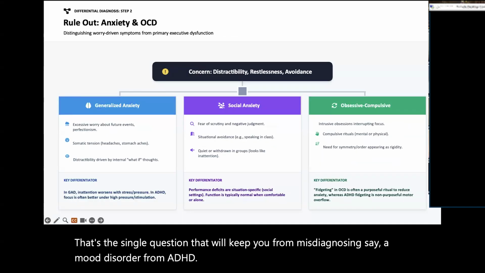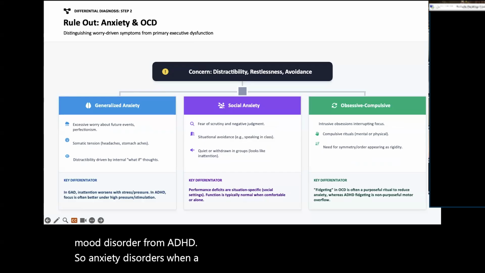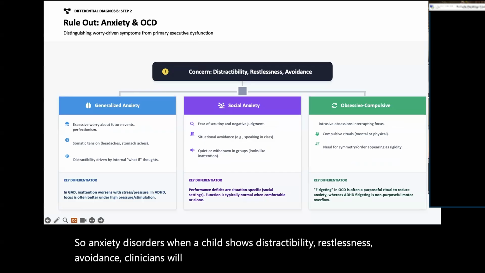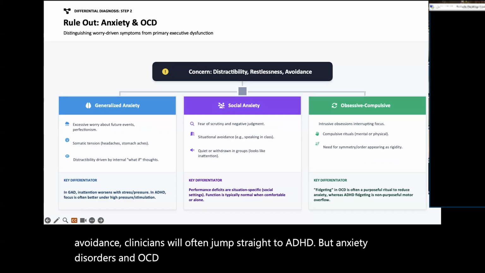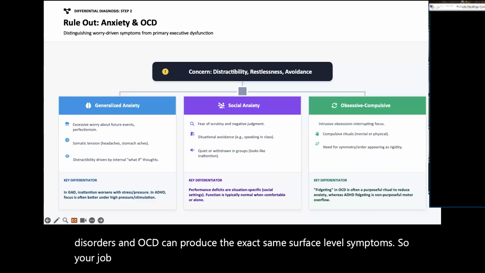So anxiety disorders. When a child shows distractibility, restlessness, avoidance, clinicians will often jump straight to ADHD, but anxiety disorders and OCD can produce the exact same surface level symptoms. So your job is to figure out whether this is executive dysfunction or a worry-driven interference.